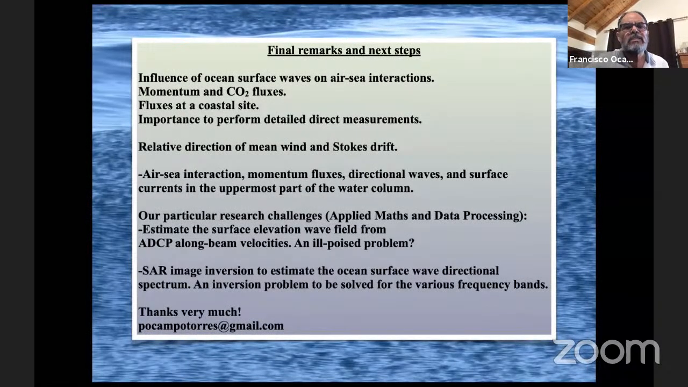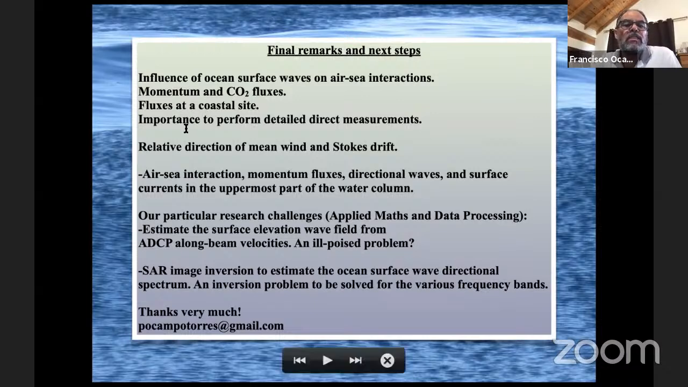So as final remarks and next steps, we just showed that the influence of ocean surface waves on air-sea interaction is of great importance. These ocean surface waves influence momentum and CO2 fluxes, for instance. We did some measurements and showed results from fluxes at a coastal site.